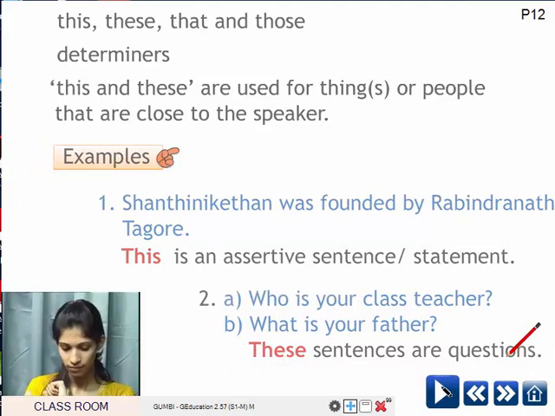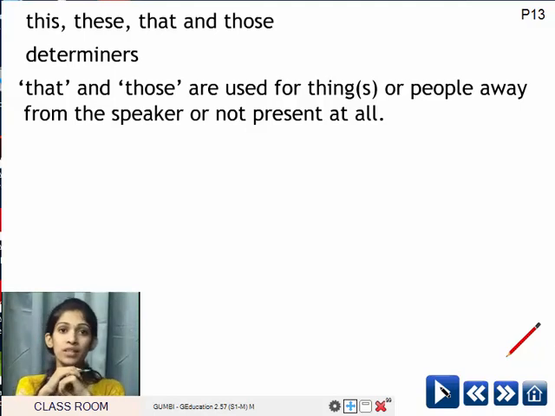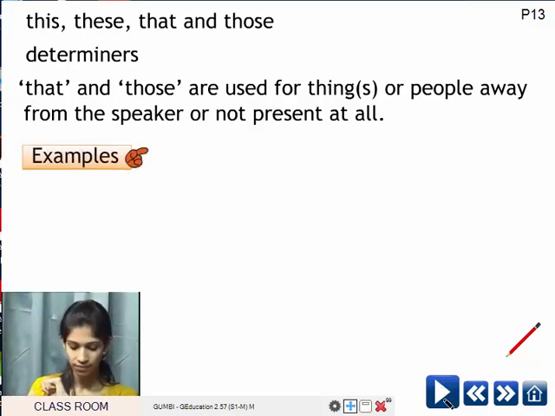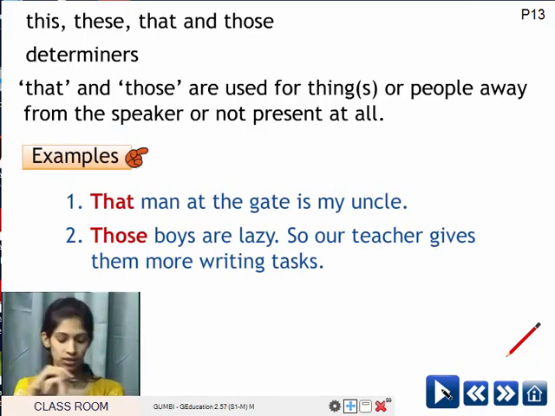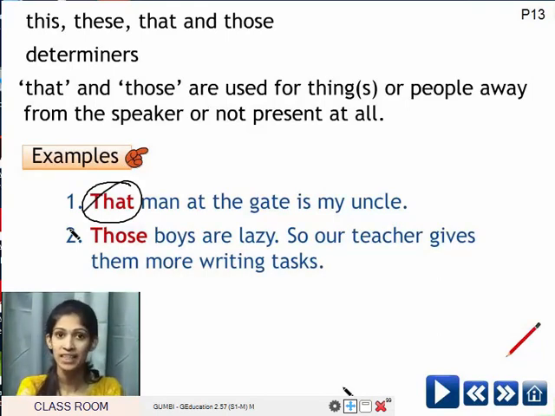Examples: Shantiniketan was founded by Rabindranath Tagore. This is an assertive sentence or statement. So here we used this. Next example: who is your class teacher? What's your father? These sentences are questions. So here we used these. Next is that and those. That and those are used for the things or the people away from the speaker or not present at all.